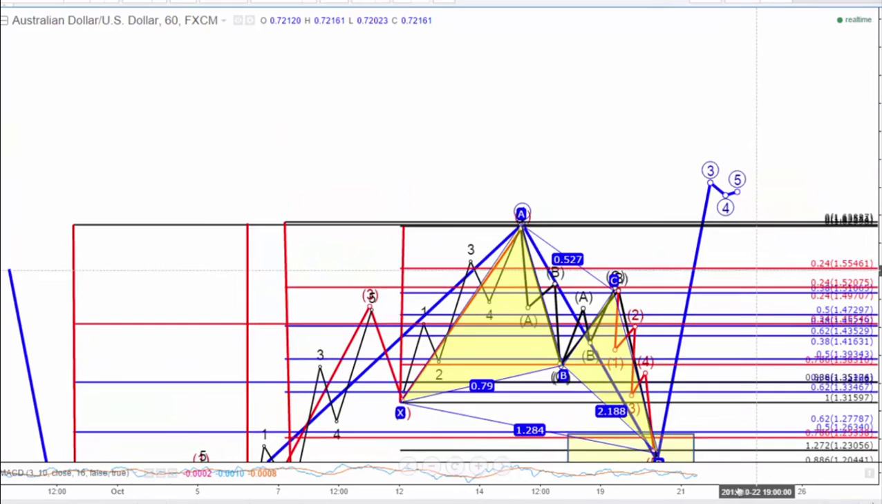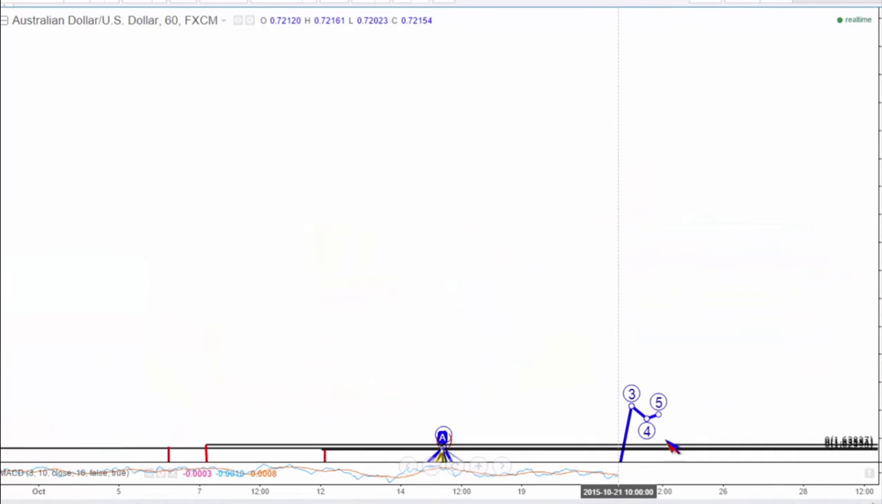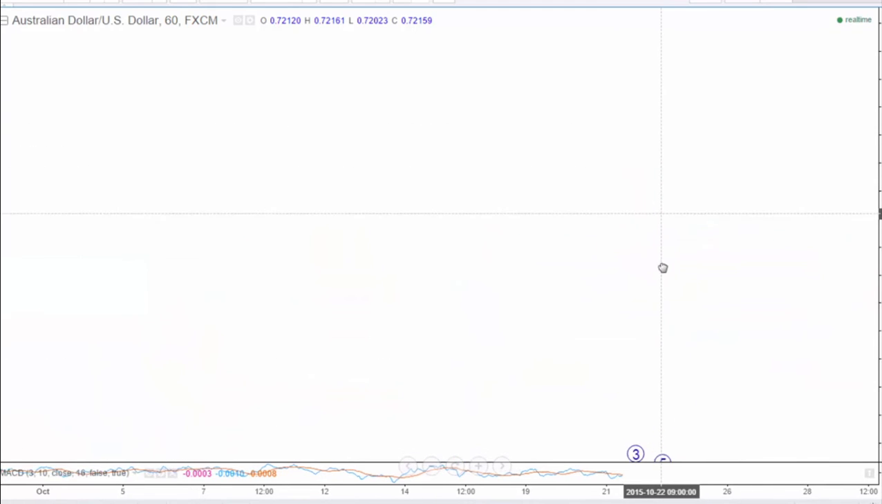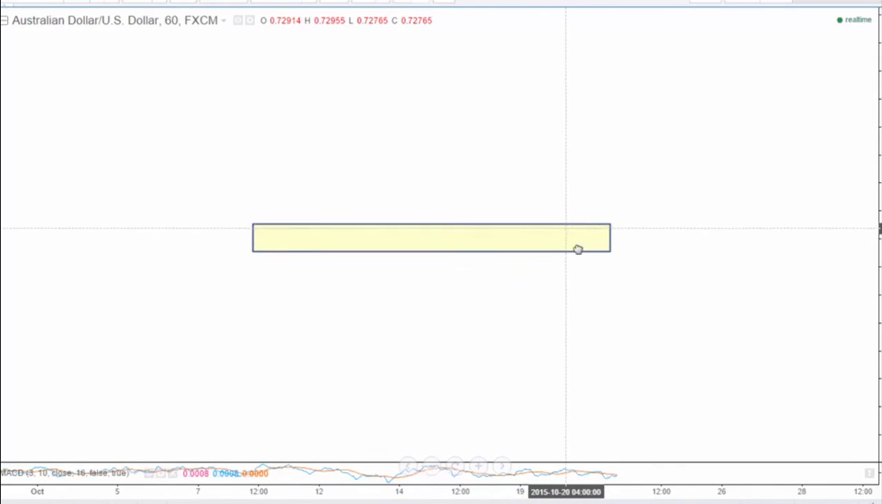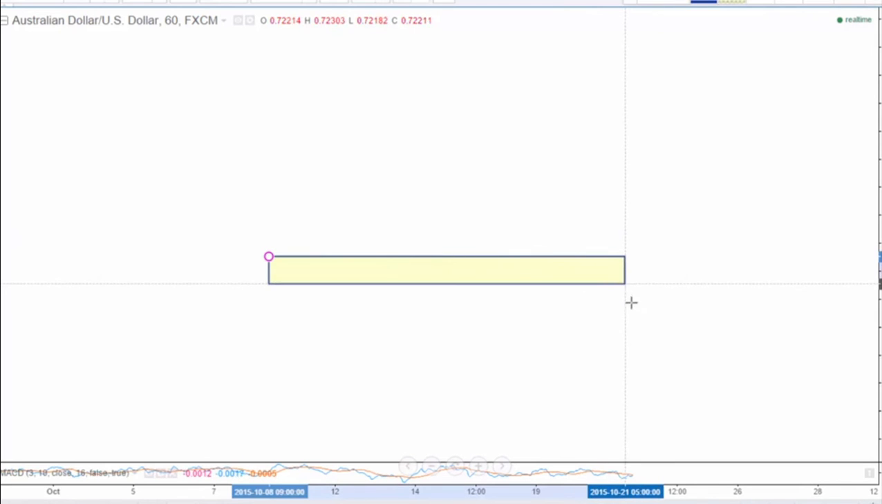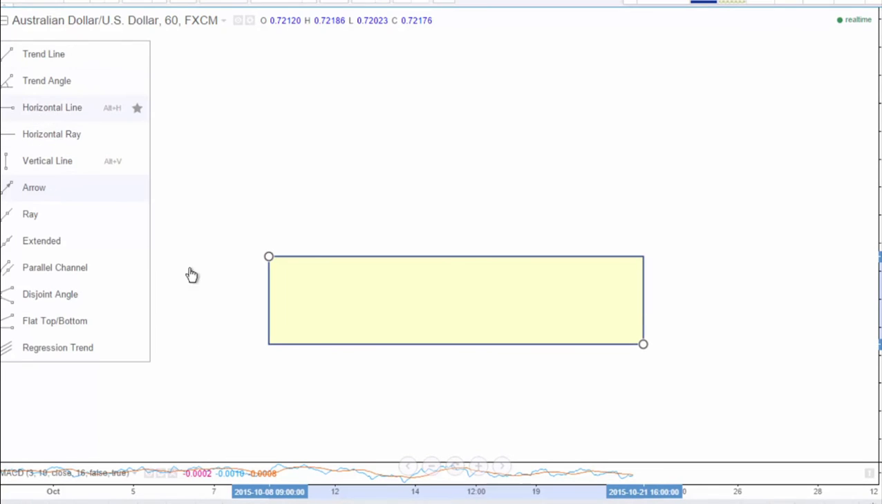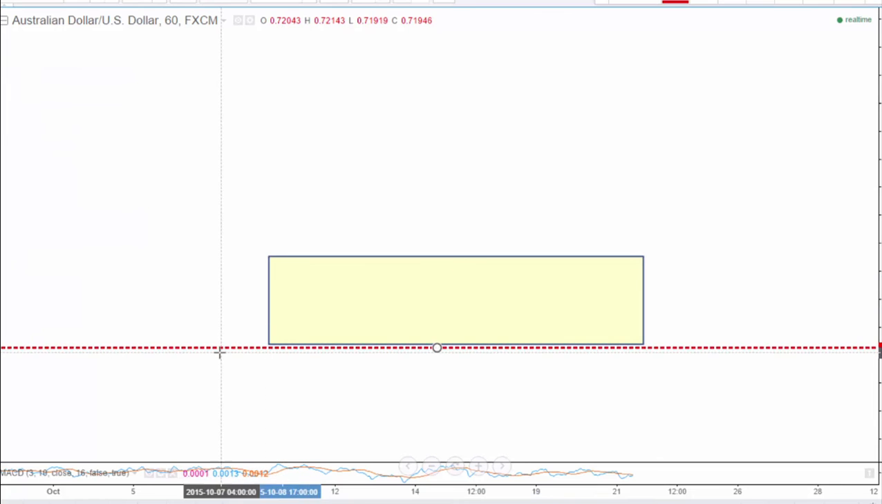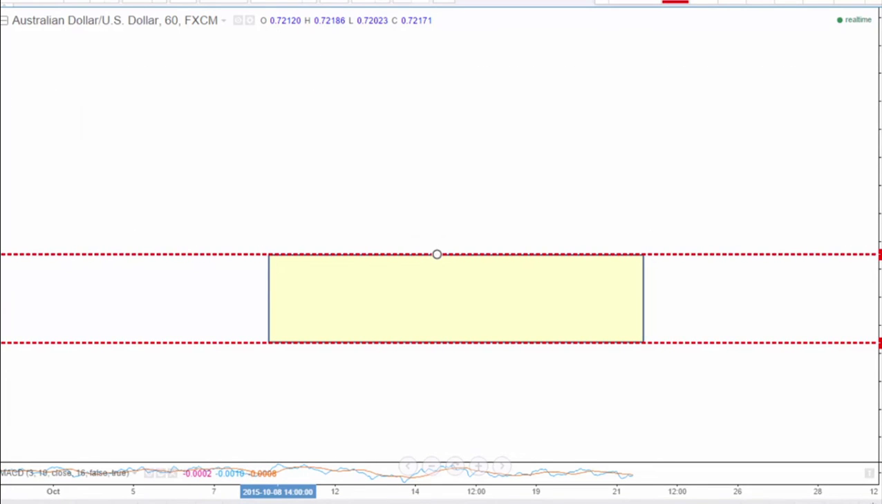Entry techniques are always important. Let's get rid of this. Come on, get off my chart. Okay, entry techniques are really important. Let's just say that's your entry zone. Okay, that's your risk point. This is your entry.